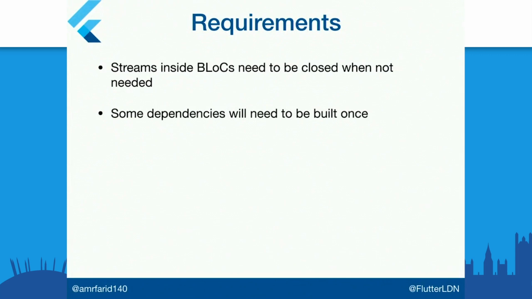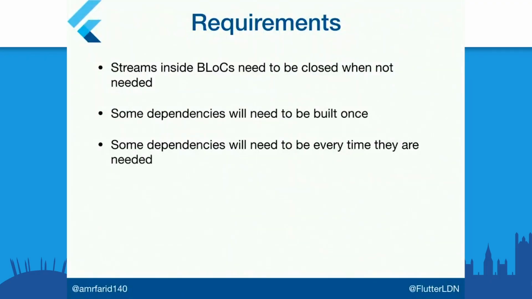Some dependencies you only need to build once. So let's say a use case. A use case doesn't have any state. And if I'm using it multiple times, I don't really need to build it multiple times. And some parts will have state. So let's say a BLoC that has a piece of state in it. Every time I'm using it, and I'm here talking about a one-to-one relationship between the BLoC and the UI, I need to build a new instance of it. So I need to take care of that when I'm handling the dependency management and dependency providing in this part of the architecture.